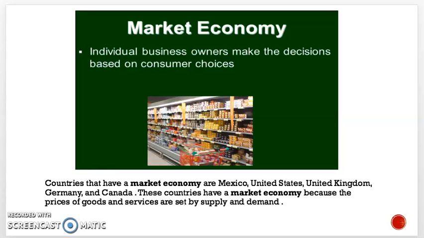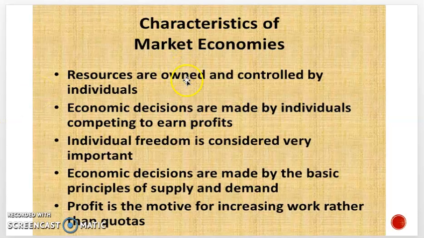You can't go to the store and pay $200 for a can of tuna because we can get a whole bunch of them. The supply shows that they make enough, and we can just go and buy things at reasonable prices. Resources are owned and controlled by individuals. Economic decisions are made by individuals, competing to earn profits. So people are creating businesses and they compete with each other to earn profits. If you look, there's a million different grocery stores. There's a million different brands of things when you go out, and they're all competing with each other.